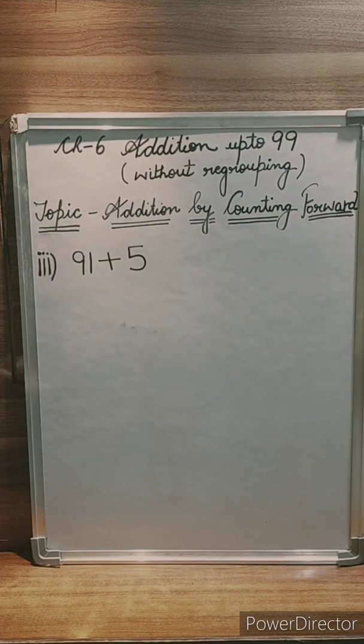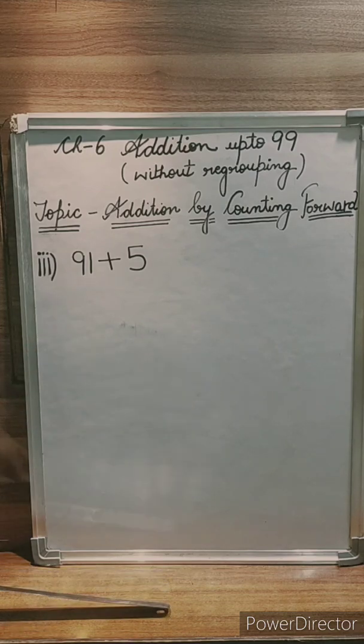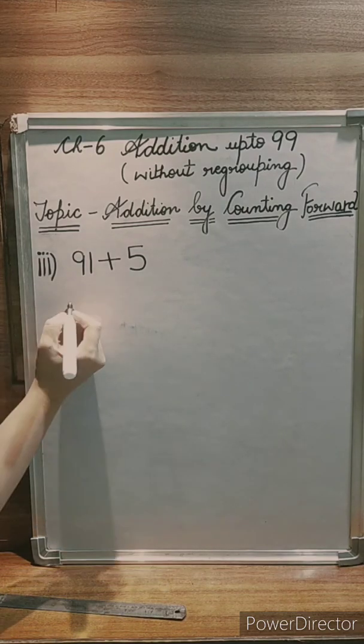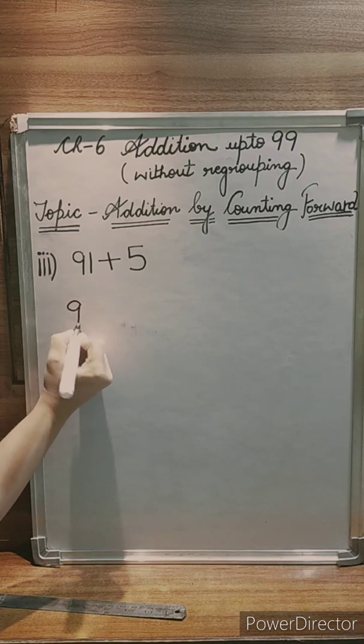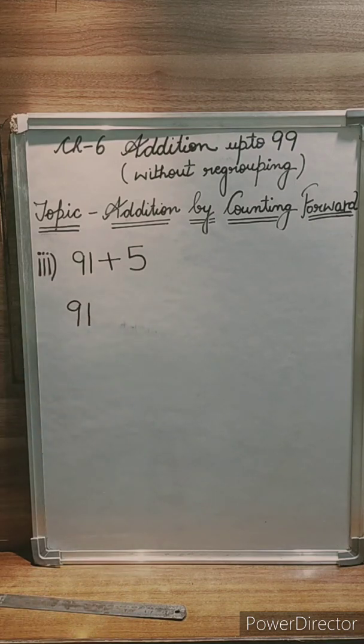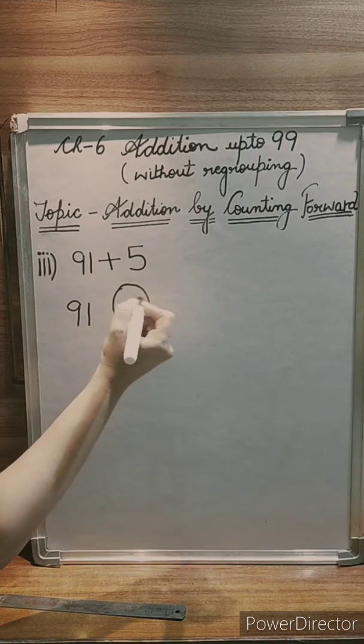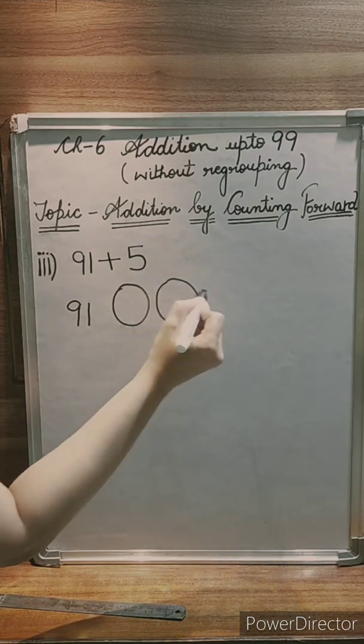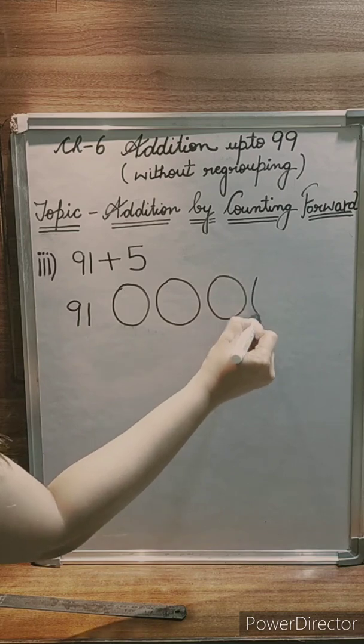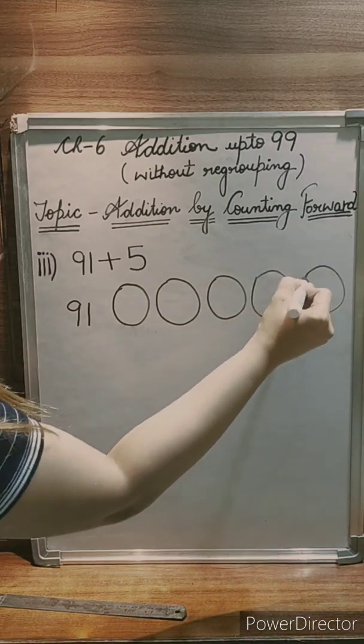Now children, one more example, 91 plus 5. So which is a bigger number here? Yes, you all are right, that is 91. So I will write 91. So how many steps we have to move ahead? We have to move 5 steps. So how many circles? Yes, 5 circles we have to draw. 1, 2, 3, 4 and 5.